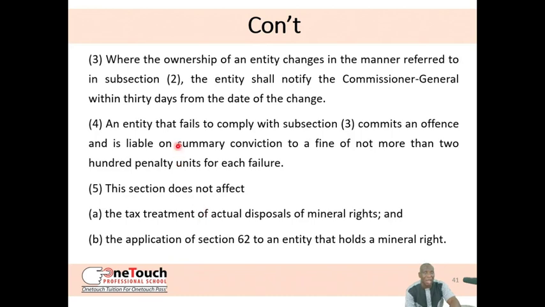The change. An entity that fails to comply commits an offense and is liable on summary conviction to a fine of not more than what? 200 penalty units for each failure. A penalty unit is 12 Ghana cedis. So, an entity, if you fail to inform the Commissioner General within 30 days, you are liable on summary conviction to a fine of not more than what? 200 what? Penalty units. That is 200 times 12.